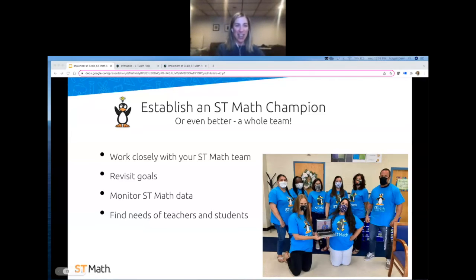Coming up to that next strategy here, establishing an StMath champion, or even better, a whole team. So thinking about who will be the team that will help monitor and support your teachers and your students with StMath. Establishing those distinct champions who meet regularly with the StMath support team, the education success manager, or another type of support person to monitor the school and district usage, celebrate student success.